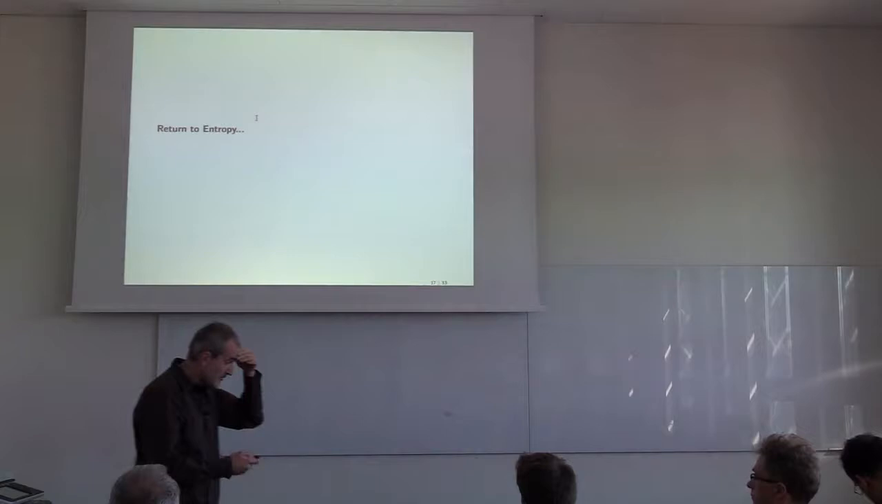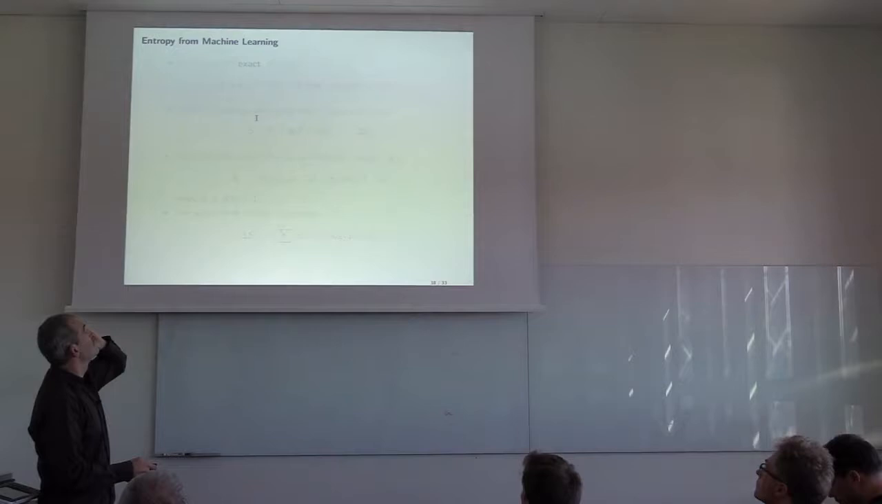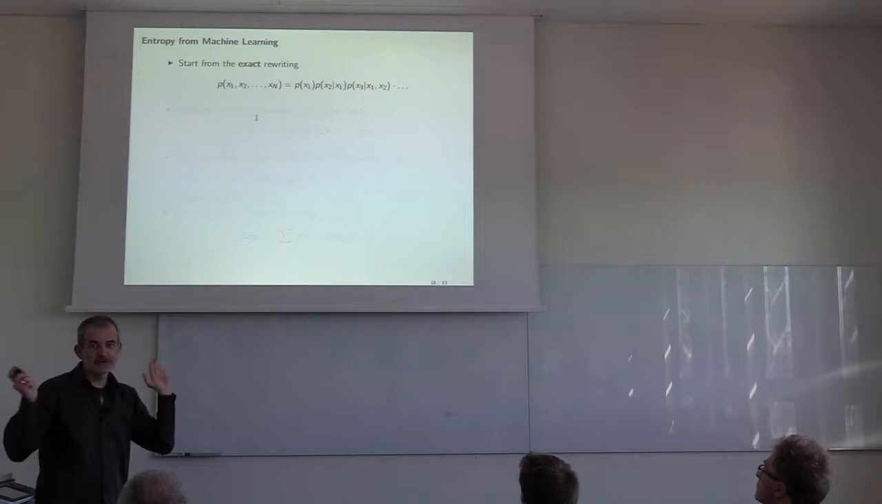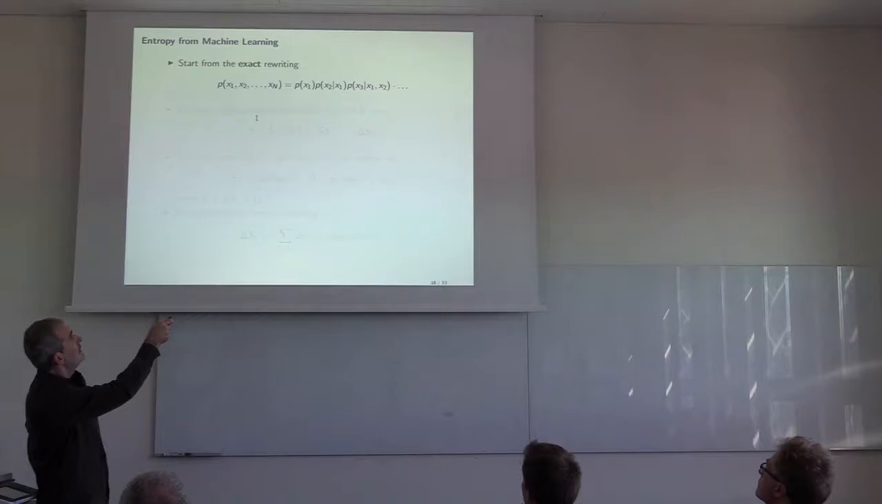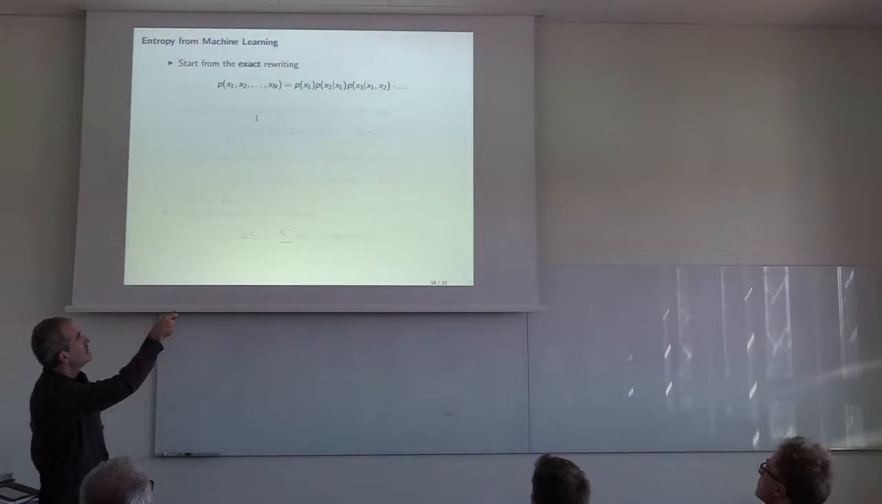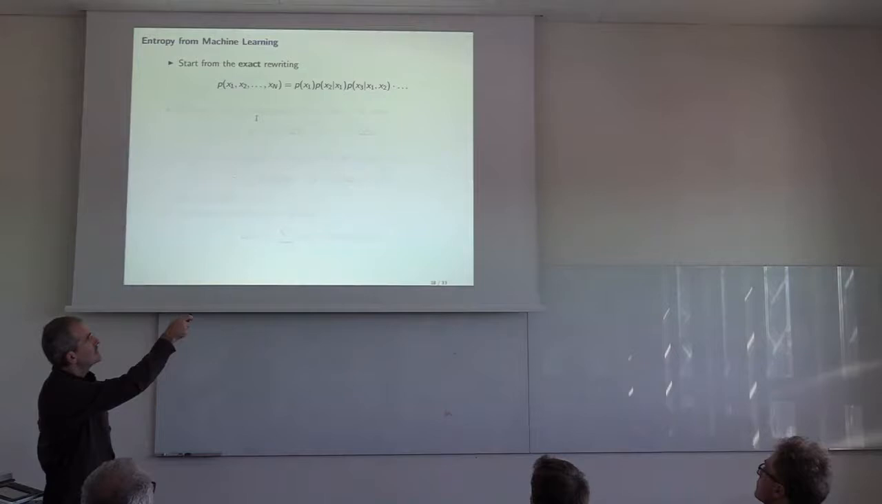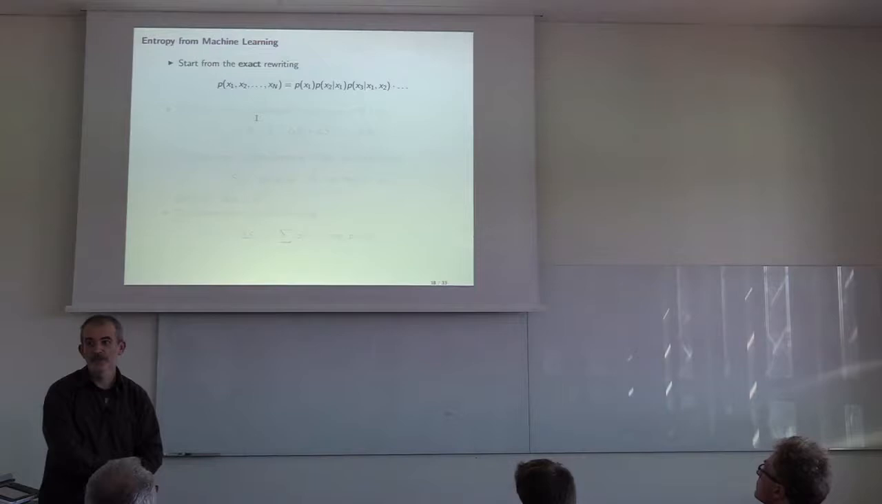So here the idea is to start from a very simple formula from probability theory, namely that if we have any n-dimensional probability distribution, whether binary or continuous, whatever, then it can be factored into just a one-point probability distribution times a conditional probability distribution of x2 given x1, then conditional of x3 given x1 and x2, and so on. And this is just an exact rewriting of the formula for the probability. And now the idea is to take this formula.